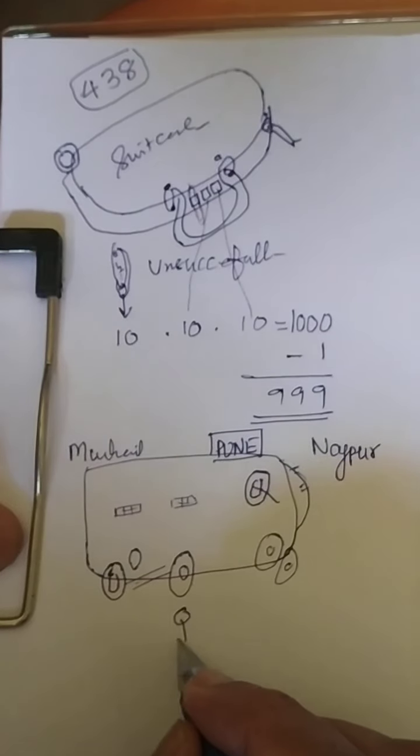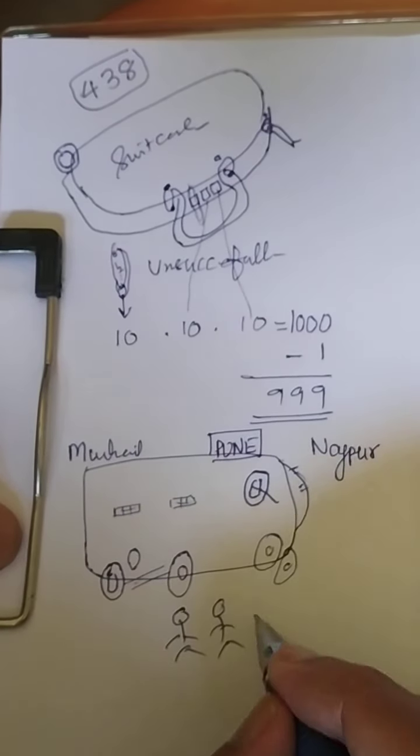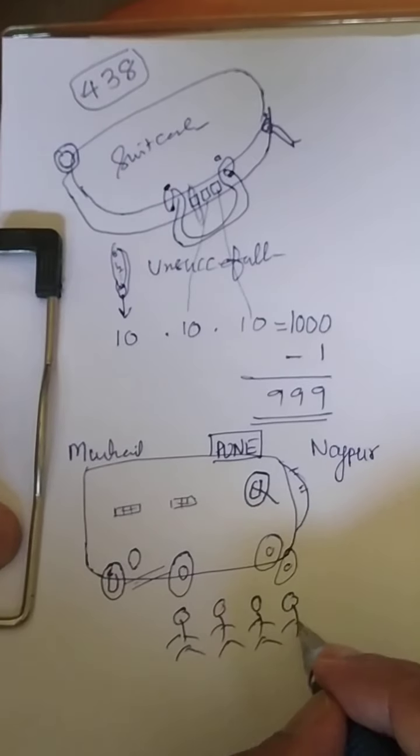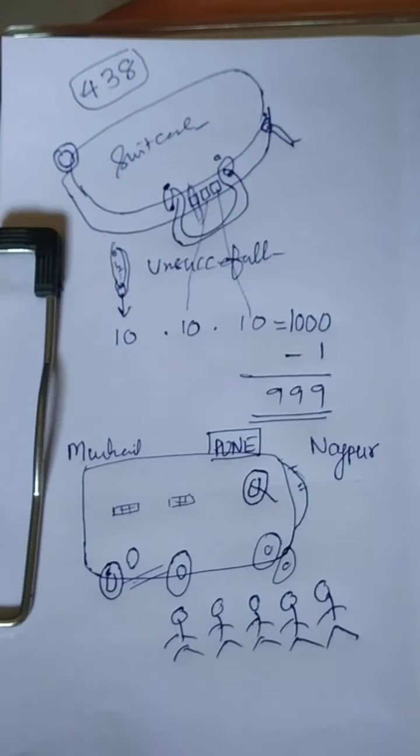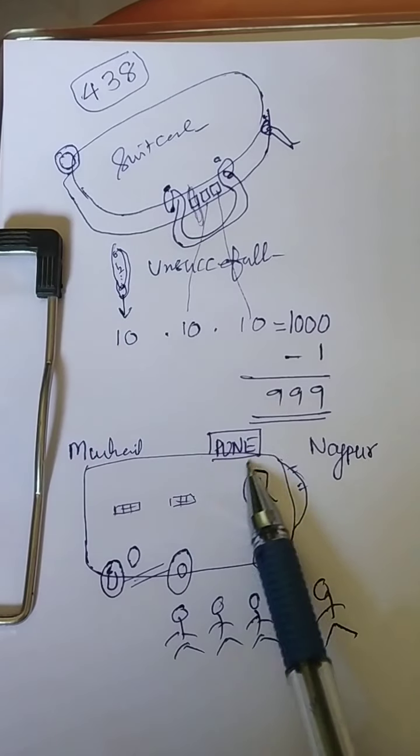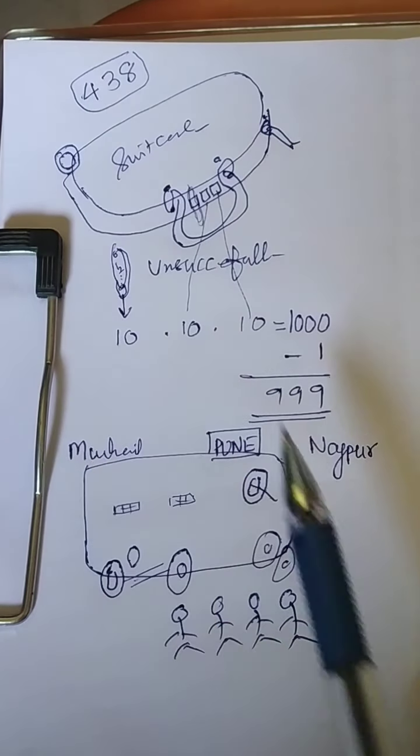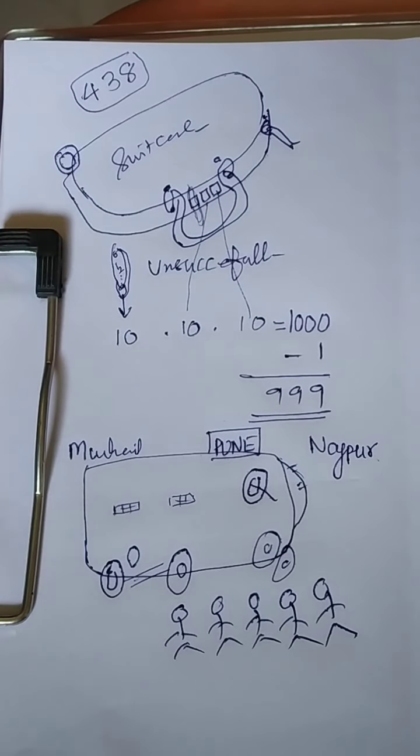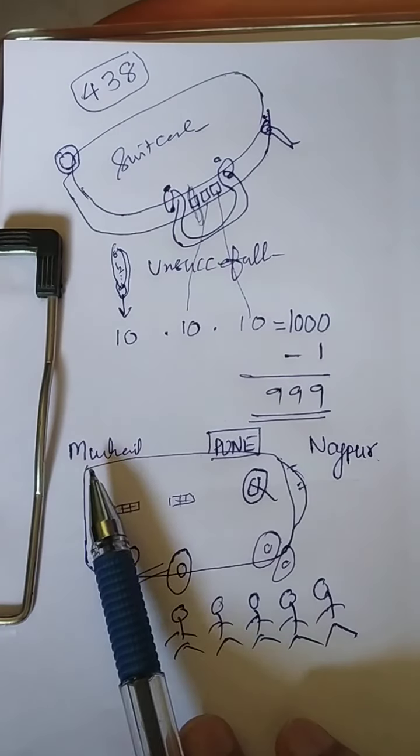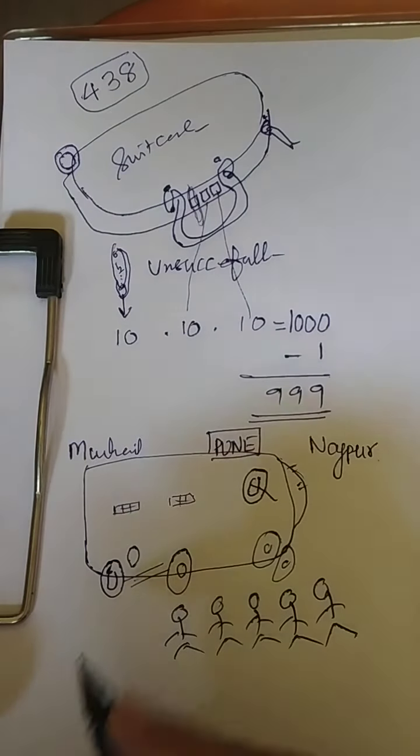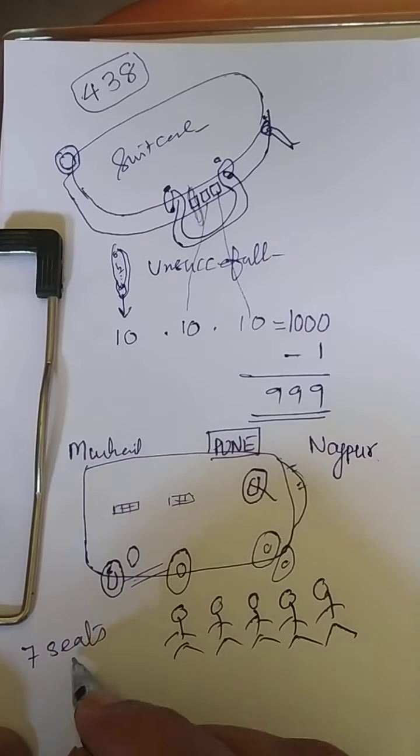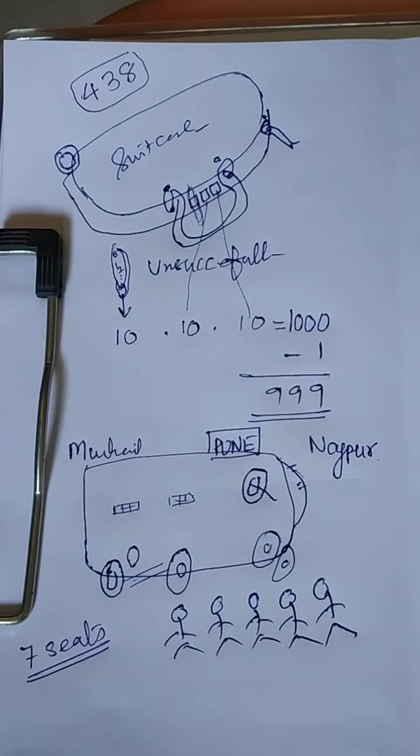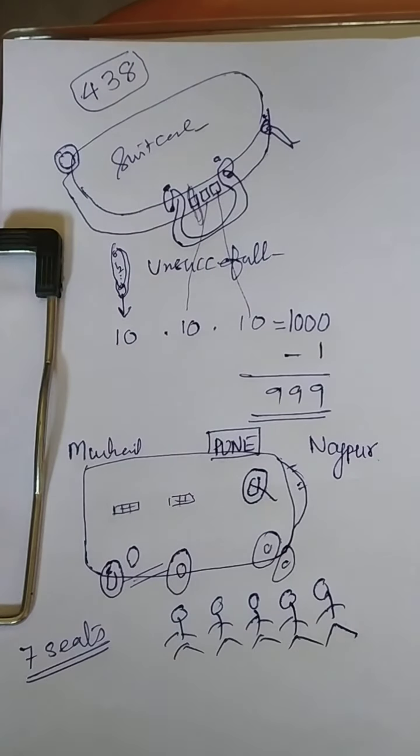You are 5 friends traveling by this bus, and you are at Pune. The bus starts from Mumbai and is going to Nagpur. When the bus comes from Mumbai to your stop, the driver says that there are 7 seats vacant in the bus. You can take any seat, anywhere you go and sit.